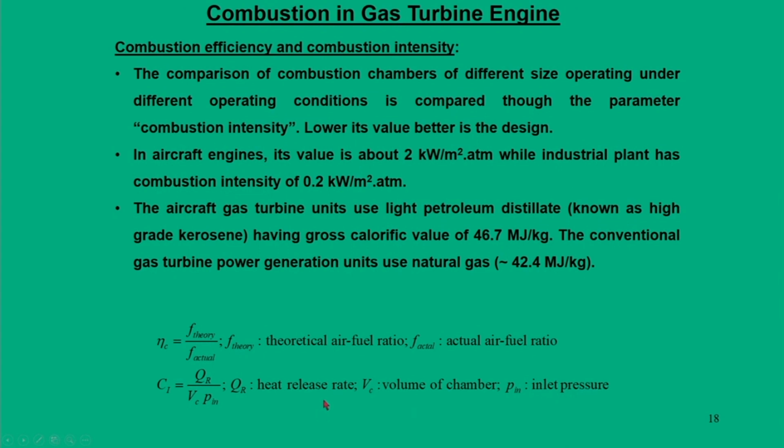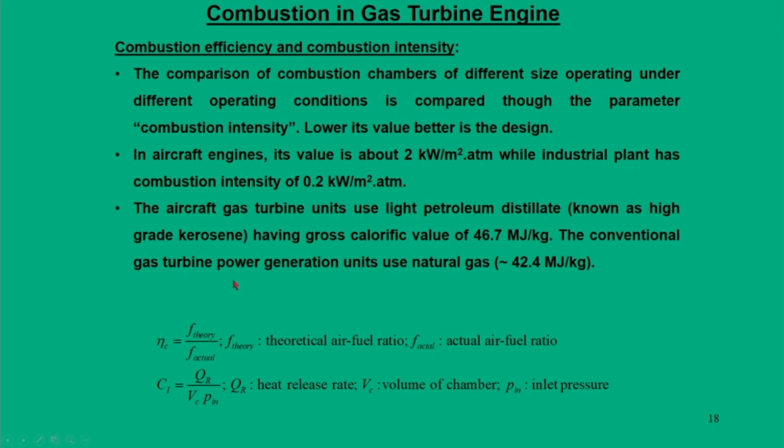In this way people have used it, where Vc times P in becomes an additional parameter to compare two combustion chambers. And some realistic numbers of this combustion intensity are about 2 kilowatt per meter square atmosphere for aircraft engines, and 0.2 kilowatt per meter square atmosphere for industrial plants.